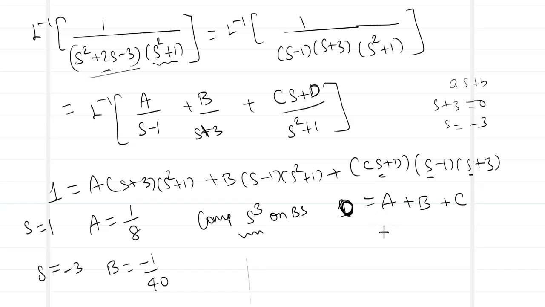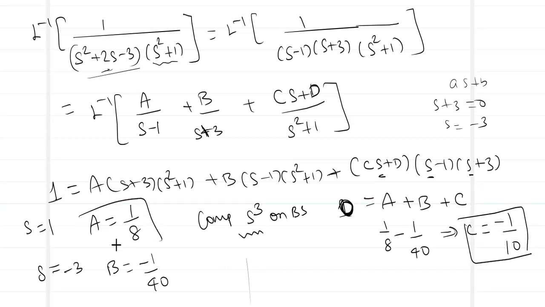Already you know the value of a to be equal to 1 by 8 and b to be equal to minus 1 by 40. So this leaves you the value of c to be equal to minus 1 by 10. So I have obtained the third quantity also. A has been got, B has been got, and C has been got. Now the last term to be estimated is my D. How to get D? D can be compared with the constants.